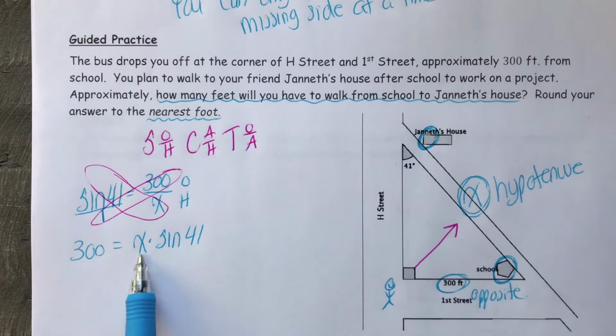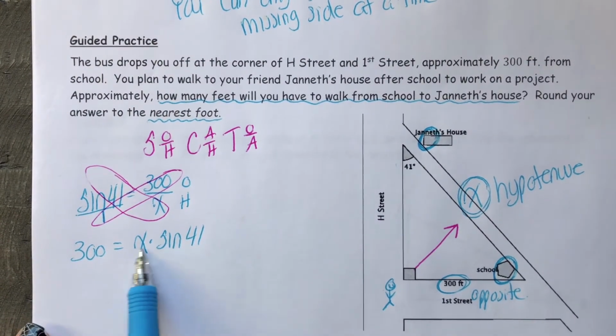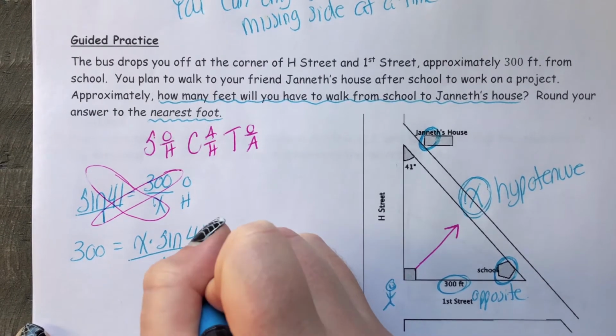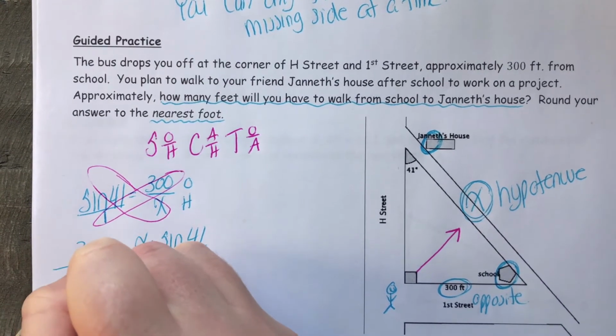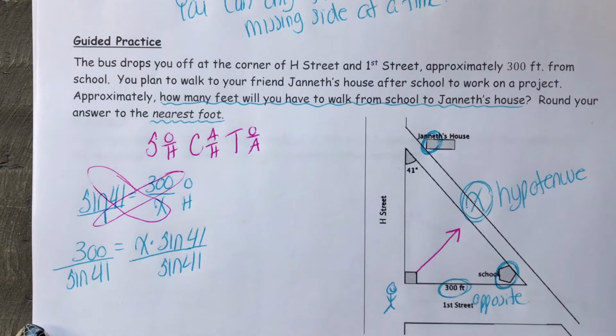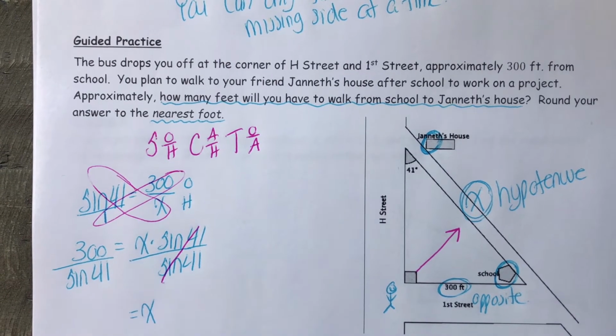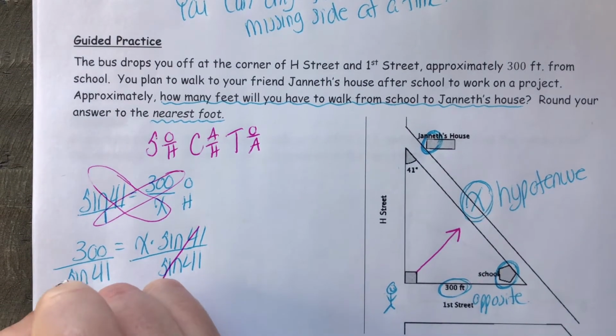All right, I'm still trying to get x by itself, so the opposite of multiplying is dividing. So I'm going to divide sine 41 on both sides. Right, sine 41. This is now going to cancel out. All I have left is x equals, and again, before you type this in, make sure that you are in degree mode. So 300 divided by sine 41, when you press enter, you get a decimal, right?